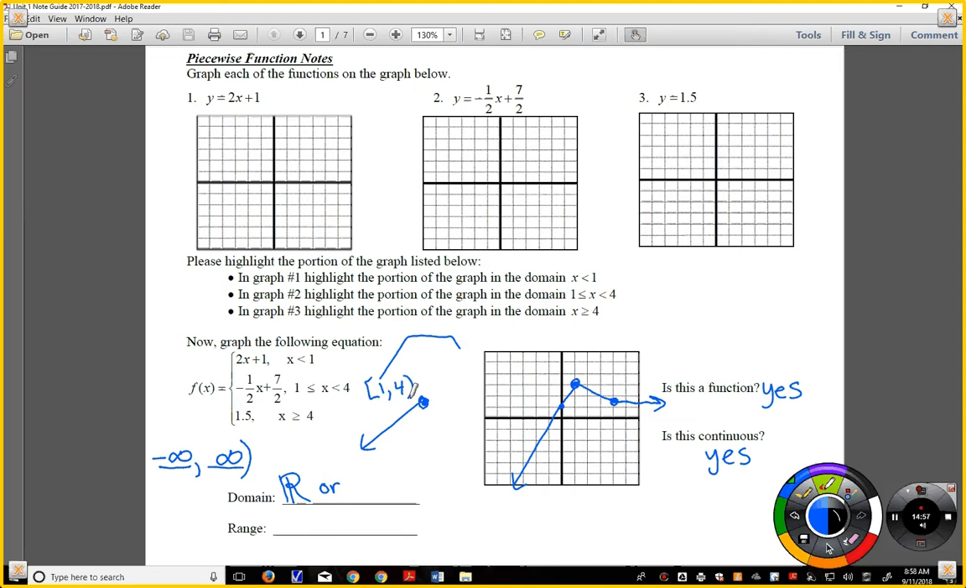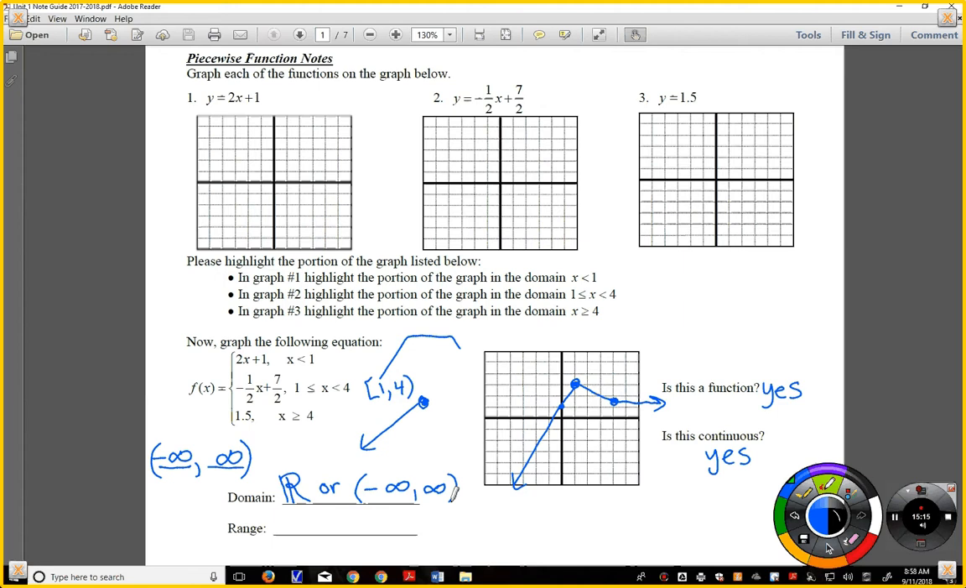Infinity is an idea, not an exact number. You can never fully reach it. So it would always use a parentheses because I don't know how you'd plug in infinity. So it doesn't get a bracket. Okay. So another way to write all real numbers is to say from negative infinity to infinity. Okay.